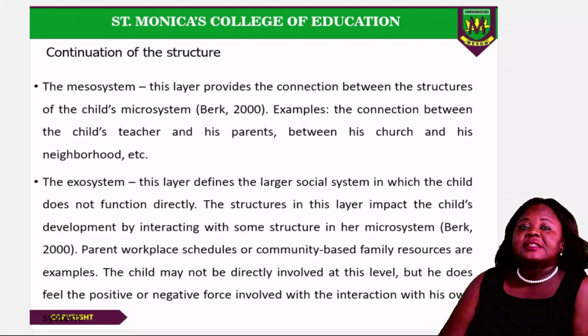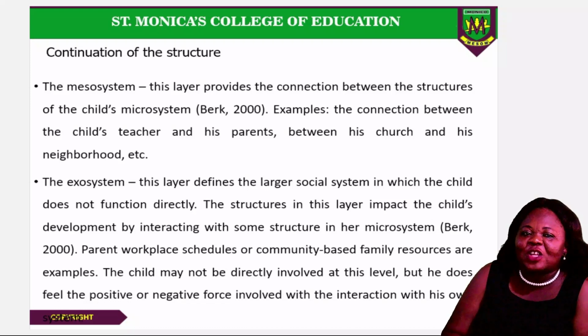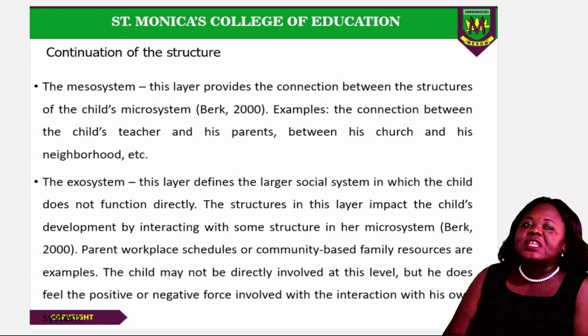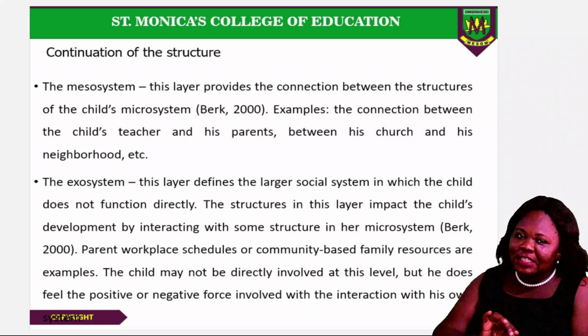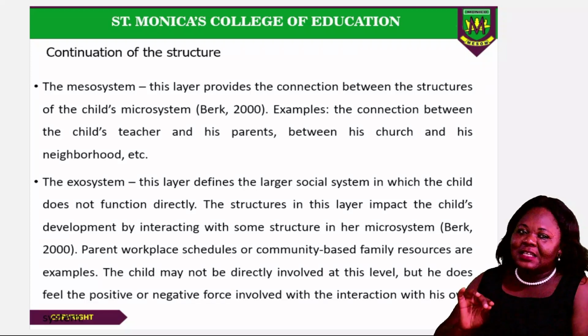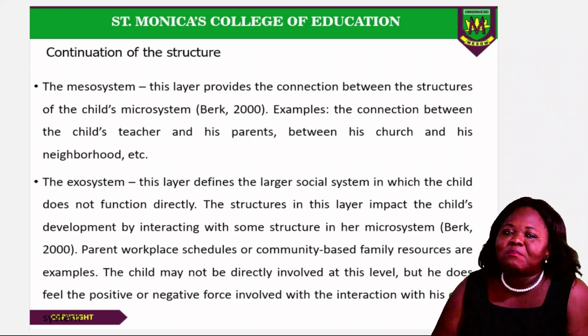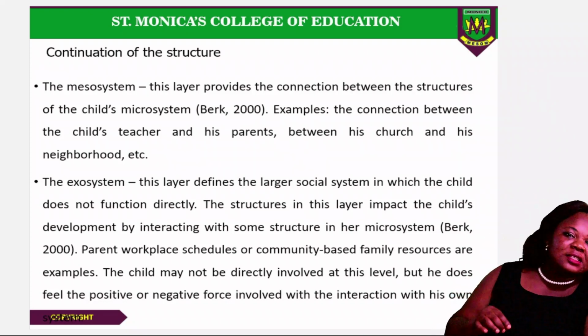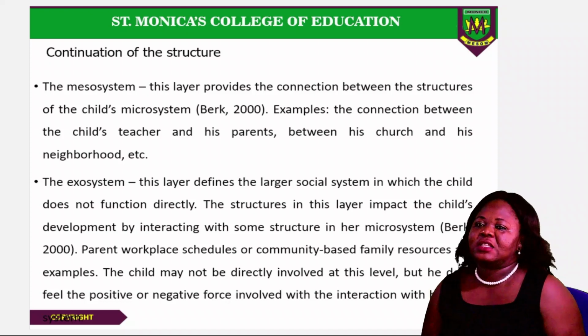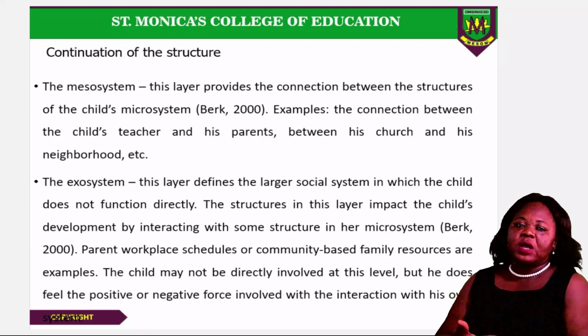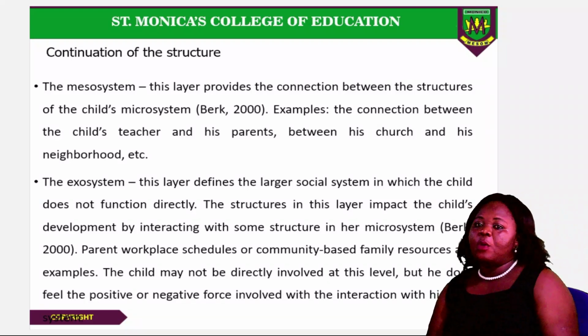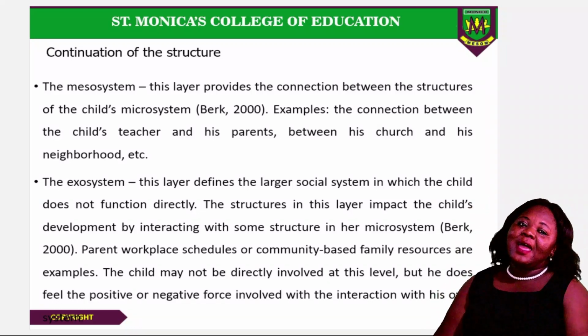This layer defines the social system in which the child does not function directly. So within the exosystem, the child does not function directly. Underline that word. The child does not function directly. The structure in this layer impacts the child's development by interacting with some structures in a microsystem. So for example, parent workplace schedules or community-based family resources are examples.